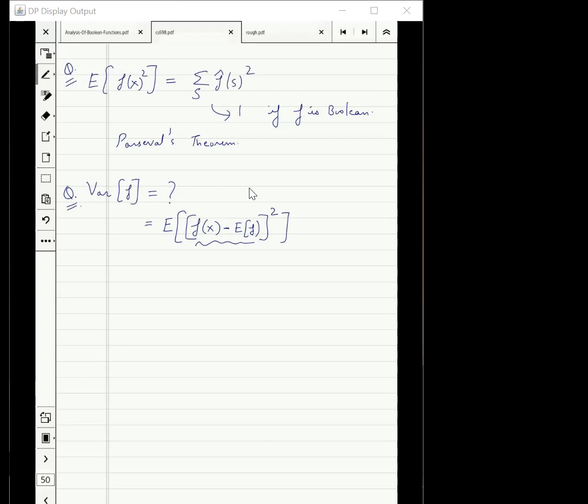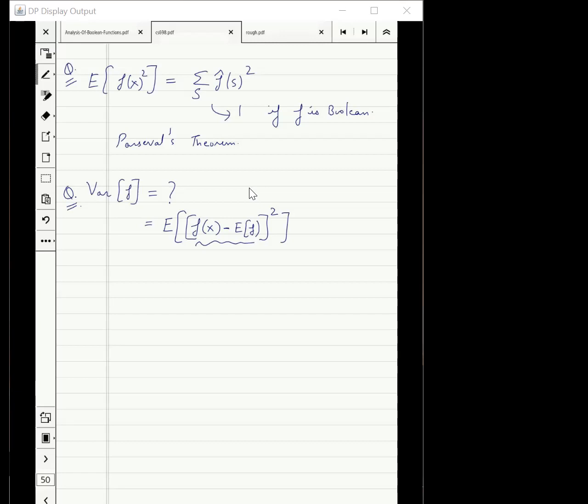But you said don't assume f to be Boolean. But when we are talking about variance, we are just talking about a uniform probability distribution, right? It might be a uniform probability distribution, but why should a value of f be 1 or minus 1? Yeah, got it. It should be f hat phi square minus summation f hat square.